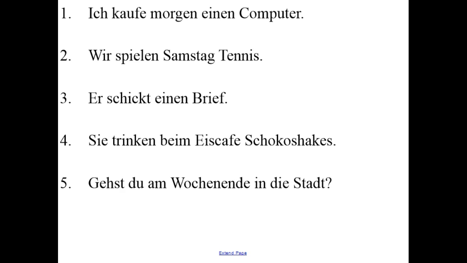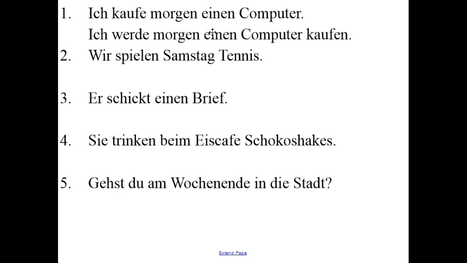1. Ich kaufe morgen einen Computer. I buy a computer tomorrow. Ich werde morgen einen Computer kaufen. I will buy a computer tomorrow. Taking kaufe out of the sentence, changing it to the infinitive and moving it to the end, identifying that ich was the subject, and conjugating werden for that subject ich. Ich werde morgen einen Computer kaufen.